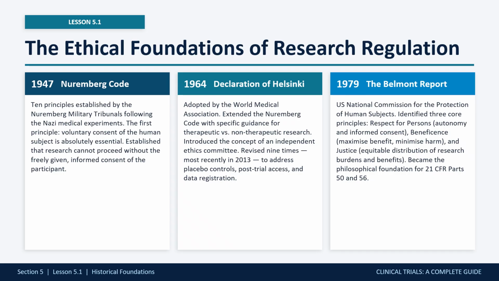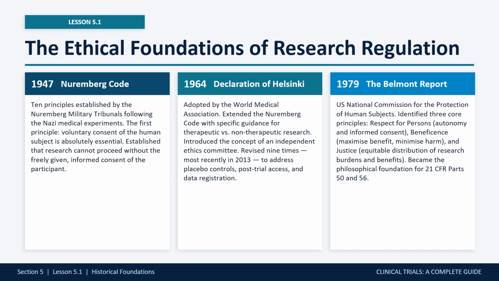The regulatory framework for clinical research rests on 3 foundational documents, each a response to the inadequacies of what came before. The Nuremberg Code, issued in 1947 by the judges of the Nuremberg military tribunals following the Nazi medical experiments, established 10 principles for ethical human experimentation. The very first principle states that the voluntary consent of the human subject is absolutely essential. This was radical at the time. The idea that no scientific interest, however compelling, could justify research on a person without their freely given, informed agreement.